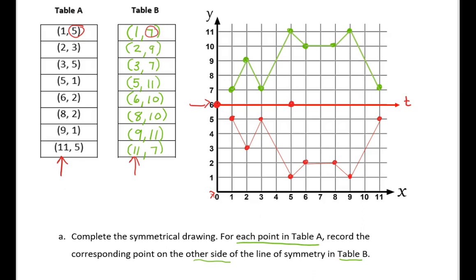If I look at my next point, the y-coordinate was 3 in table A and 9 in table B. 3 is 3 units away from 6. 9 is 3 units away from 6. So you can see how that pattern continues in my y-coordinates. Each number is the same number of units away from 6. So again, there's some interesting patterns going on in this coordinate plane.